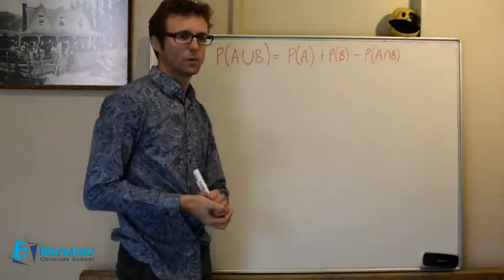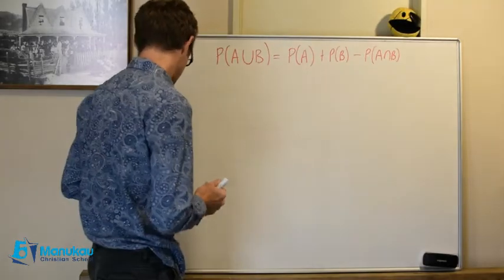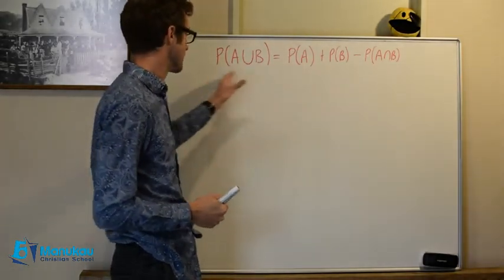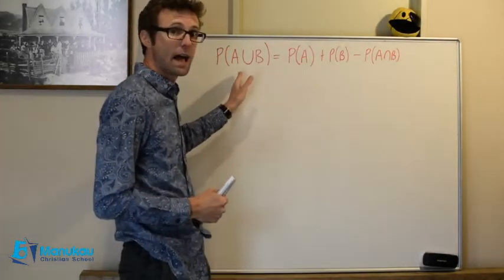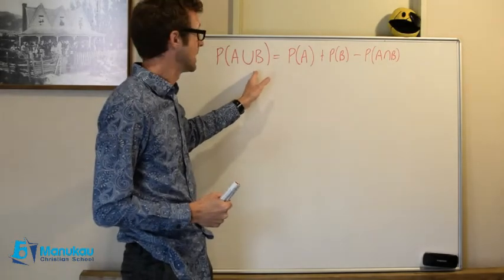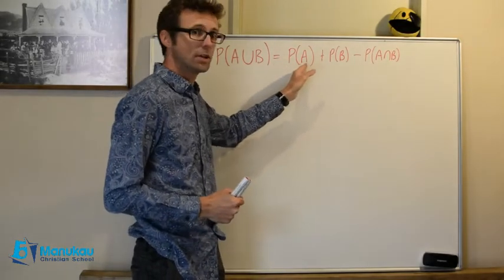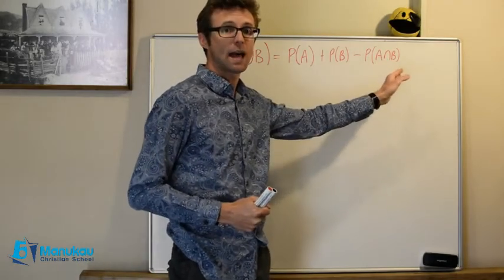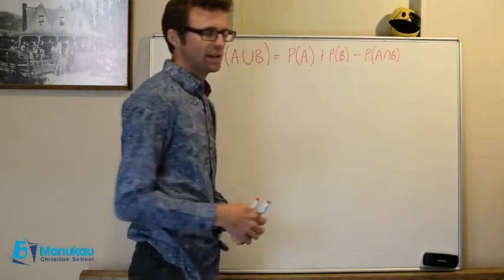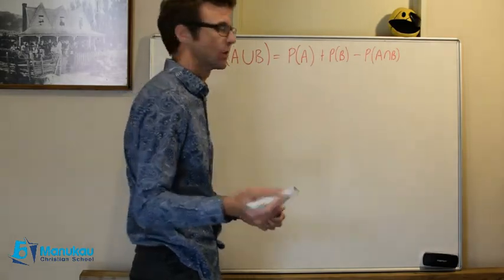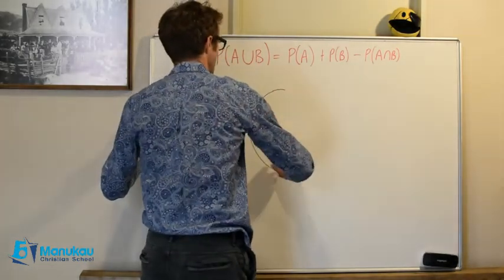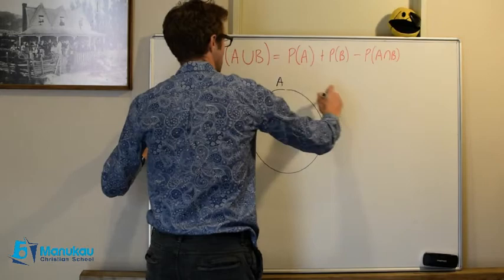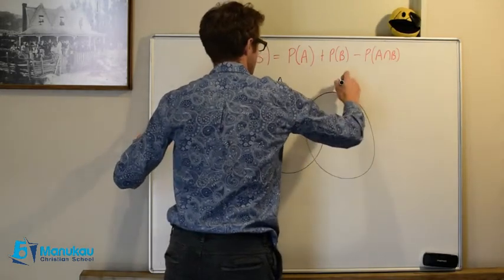Also, the second law that we want to learn is the addition law for probabilities, and this is what it is. The probability of A union B is equal to the probability of A plus the probability of B minus the probability of A intersection B. Now again, sometimes it's helpful to look at a Venn diagram for these. So here's our Venn diagram. This is A, this is B.